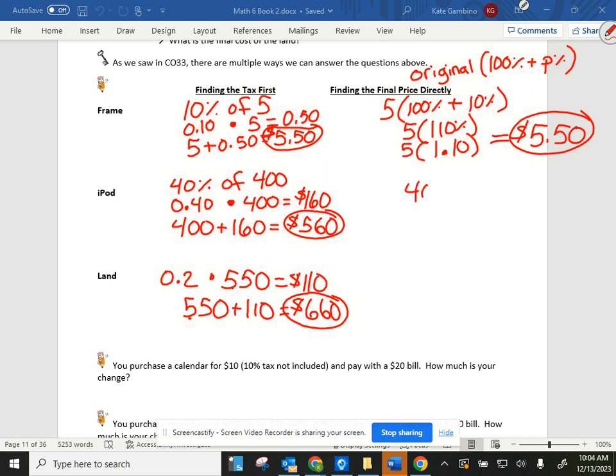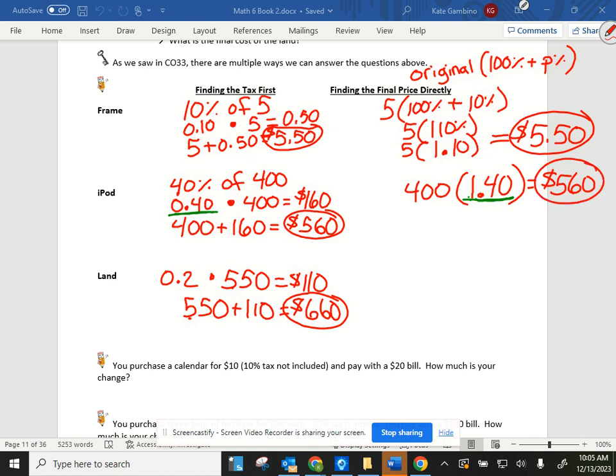Our original price was $400. We're going to do 100 plus that 40% of a tax. So we're going to have 1.40. Just like we had the 40 right here, 0.40, we're putting that 0.40 here. We're just adding a 1 in front of it. So 400 times 1.40. What is 400 times 1.40? Zelda? 560. It is the exact same amount, 560.